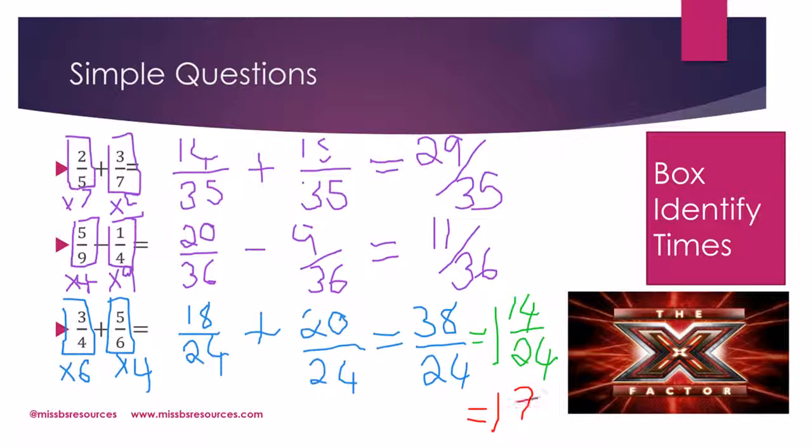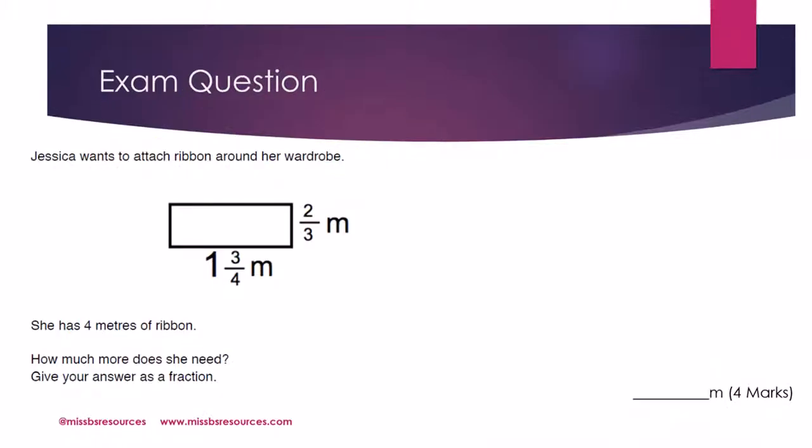Last but not least, we're going to look at an examination question. So Jessica wants to attach a ribbon around her wardrobe. She has 4 meters of the ribbon. How much more does she need?